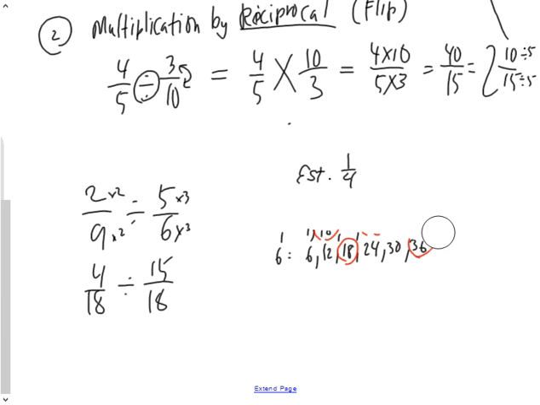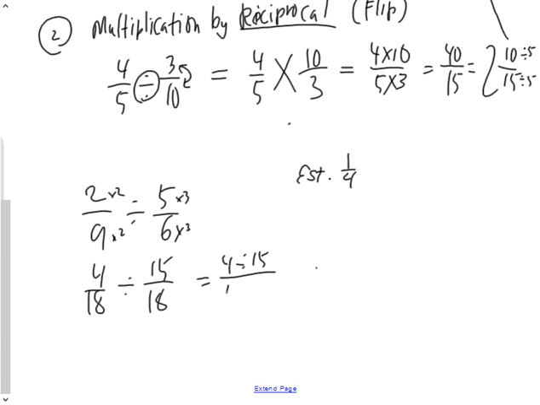I'll erase this stuff here. So now that we have that, we're going to divide our numerators: 4 divided by 15 over 18 divided by 18. Remember, whenever you have 18 divided by 18, you have 1, which is going to be gone in a second. But 4 divided by 15, I'm not going to change it to a decimal. I'm going to leave it as 4 divided by 15. Since dividing by 1 doesn't affect it, I end up with 4/15 as my answer.